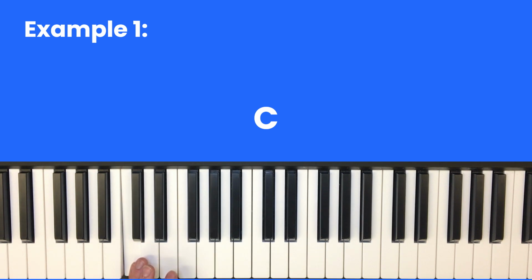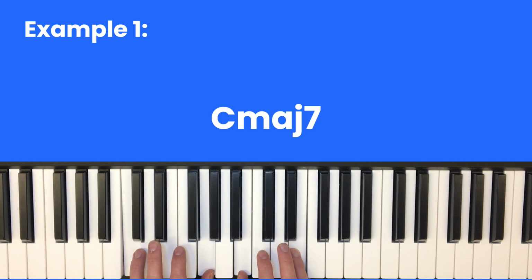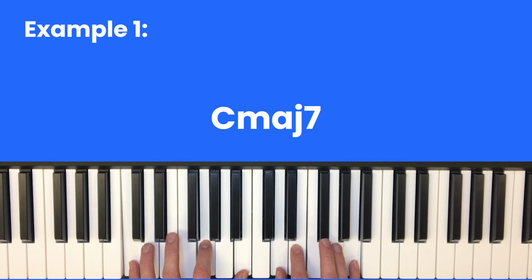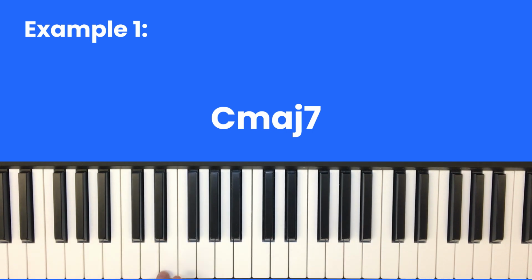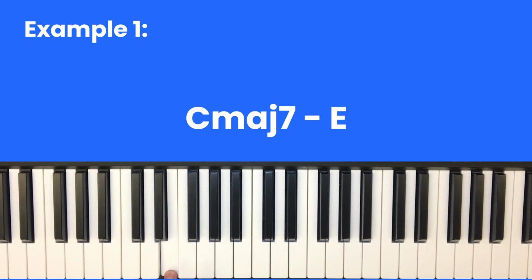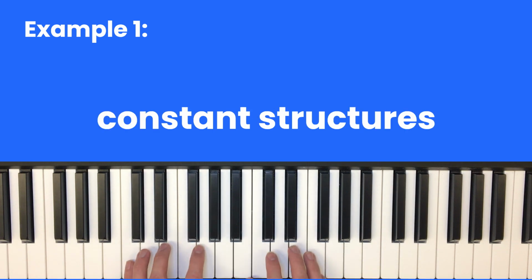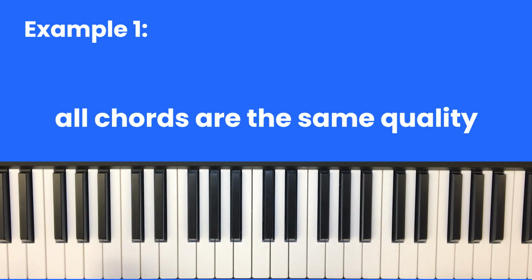We could do C major 7, and now for our E chord, let's do... tell you what, we're going to do something now called constant structures. We're just going to make them all major 7th chords, and we'll see how that sounds.